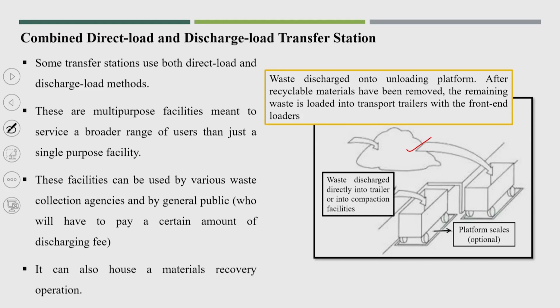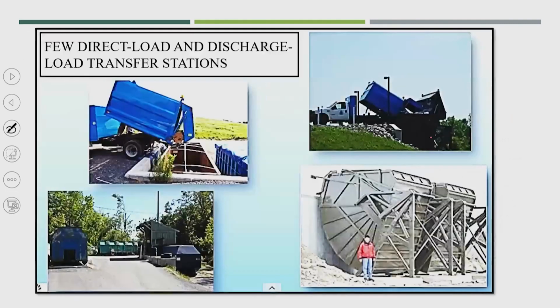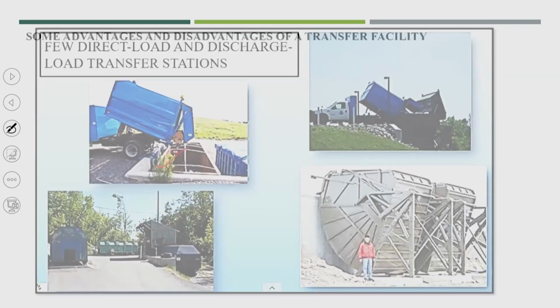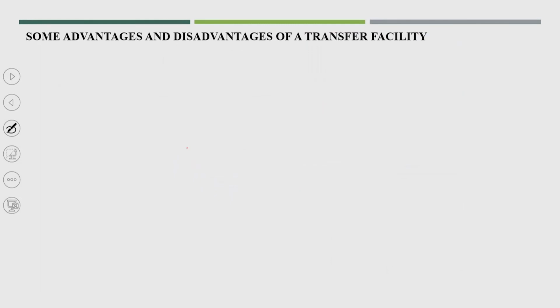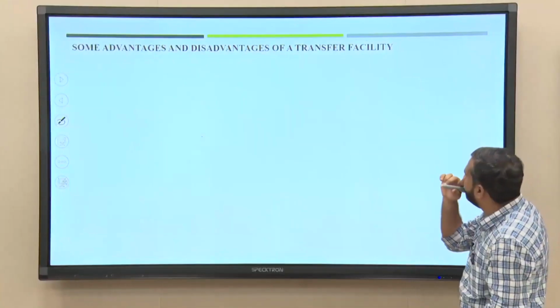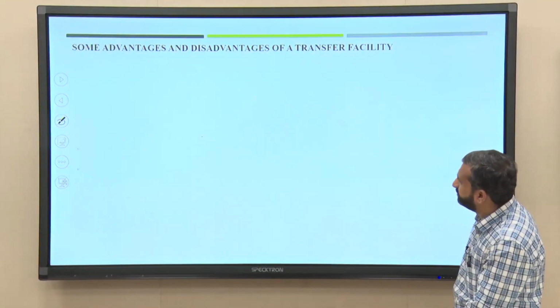Okay. So, this is very highly beneficial for material recycling facilities. Now, you see here a few direct load and discharge load transfer facilities. So, here some are direct load, and somewhere we can plan for a storage facility also along with that. We will see some advantages and disadvantages of transfer station.